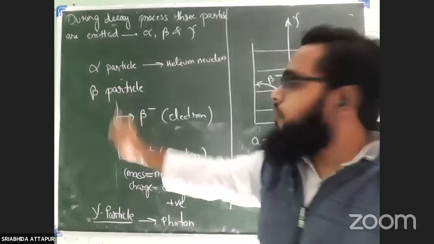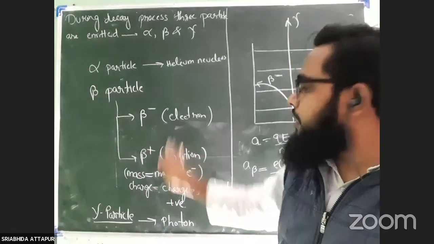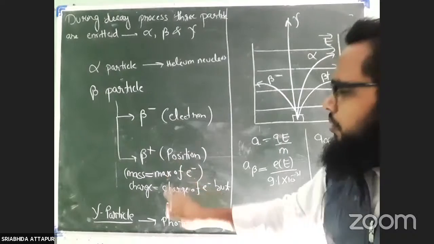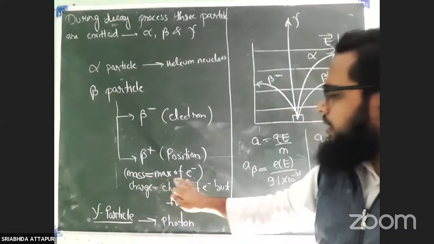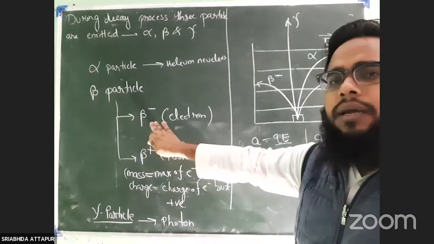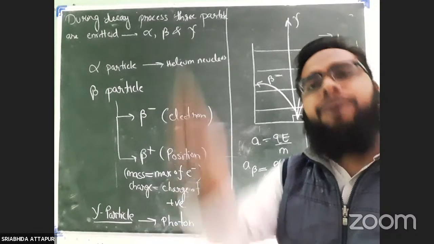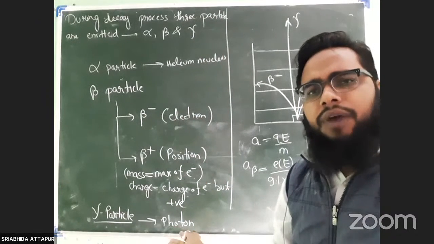Beta particles. How many kinds of beta particles? 2. So beta minus and beta plus. It is called electron, and it is called positron. Everyone remember, I think everyone knows. The mass is the same as the electron and the charge has the same magnitude as the electron, but here it will be positive charge. What is the gamma particle? What we studied till now in photons. It is energy, a form of energy.